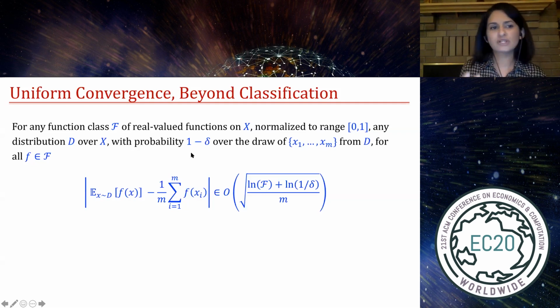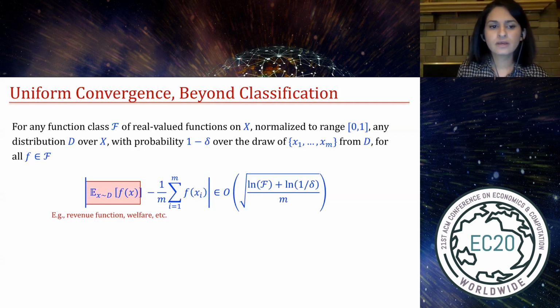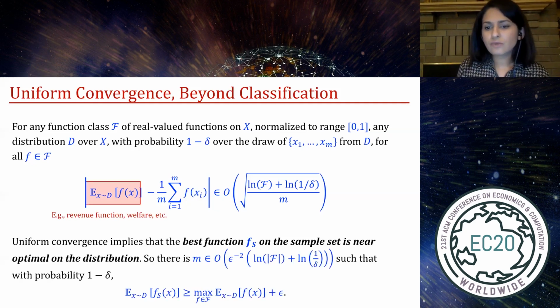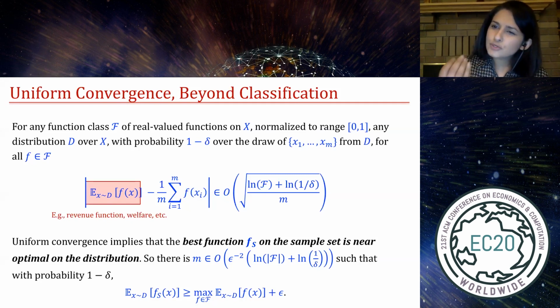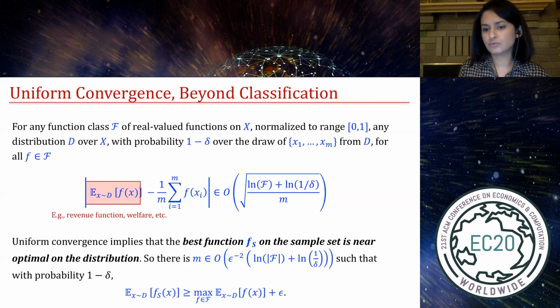for all possible functions that you have in your function class. This is what is called uniform convergence. This function f could be the error function, like the classification example we saw in the previous slide, but it could be anything. What is important is that uniform convergence implies learnability. As in, if I have enough samples to get uniform convergence, then choosing the function that performed best on the sample set is actually going to have meaningful performance guarantees on the distribution as well.